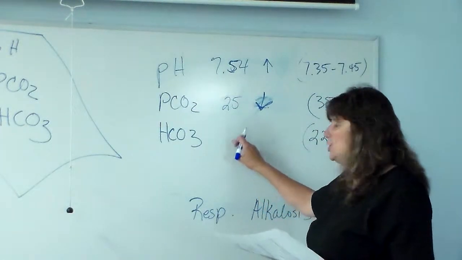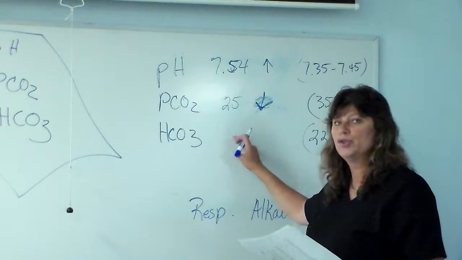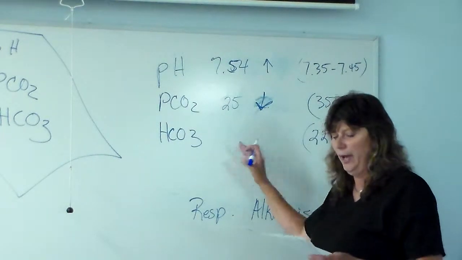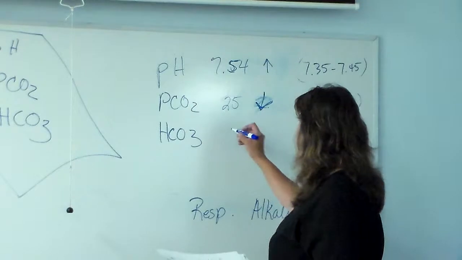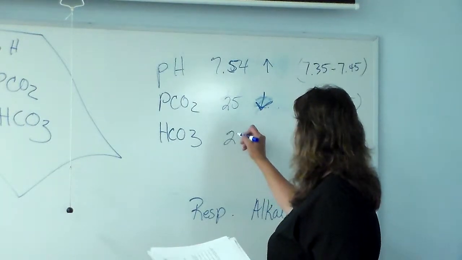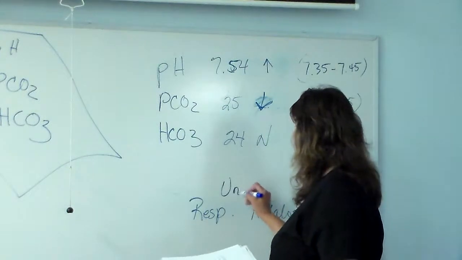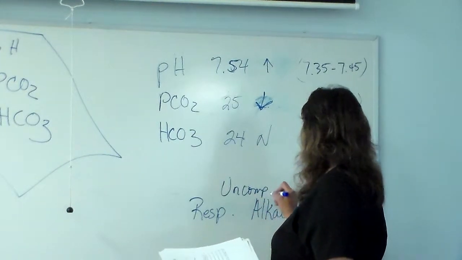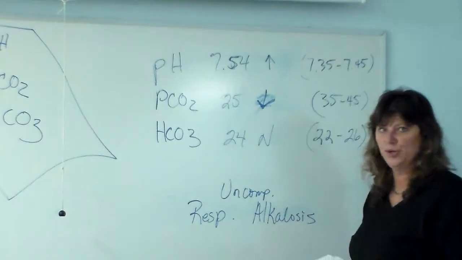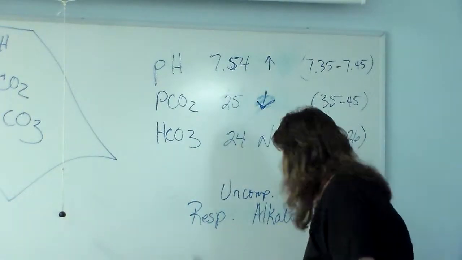If it is, this bicarb is going to fall somewhere out of normal range, okay? But for all intents and purposes, we're at 24, which is normal. So we have uncompensated respiratory alkalosis. All right, let's try another one.